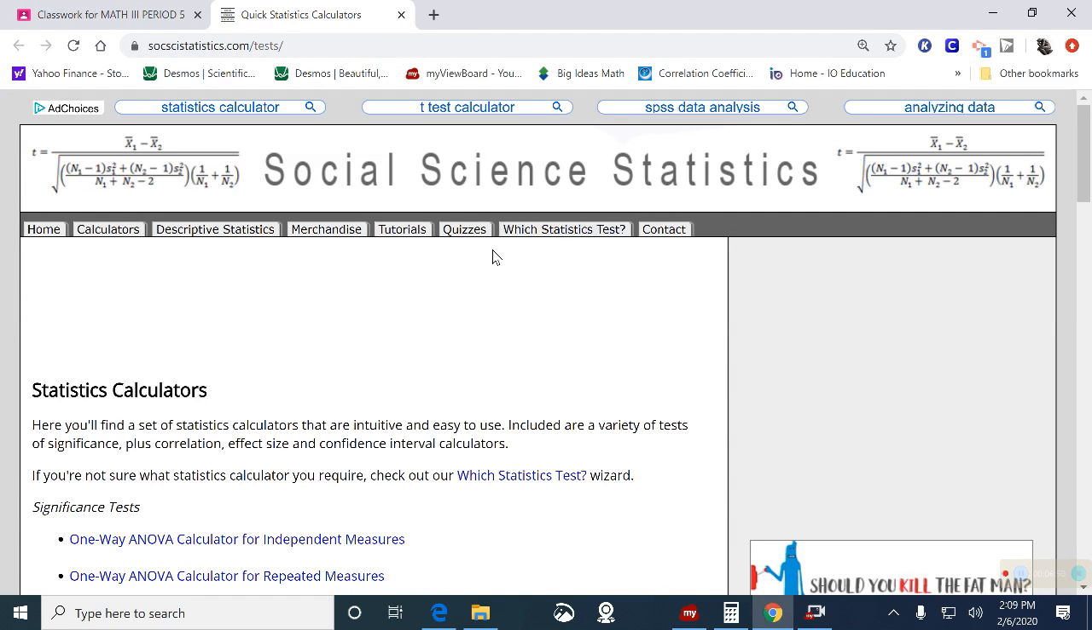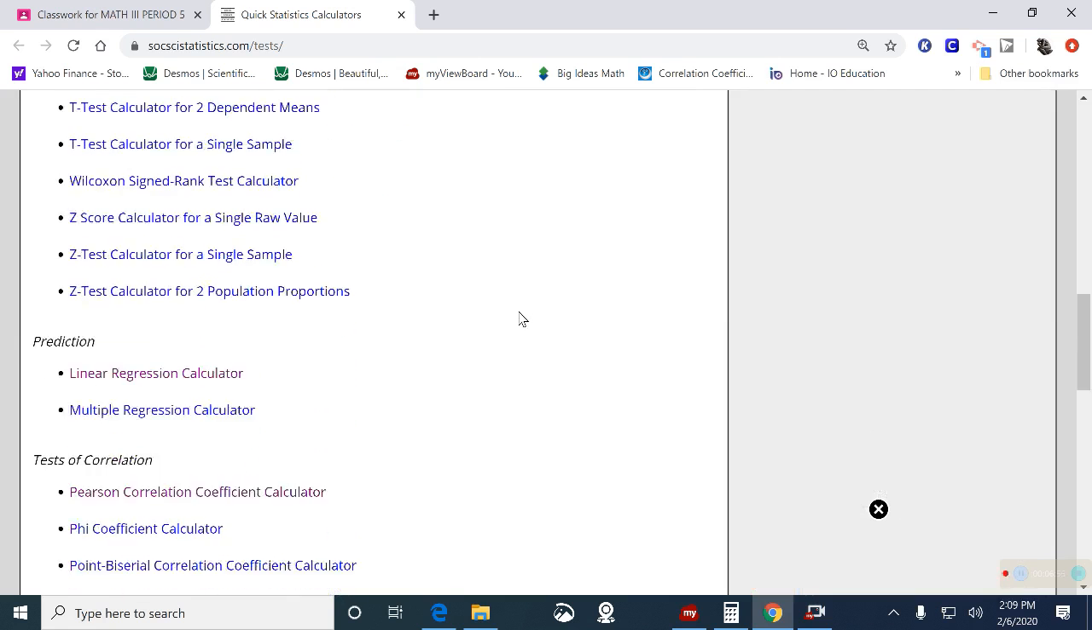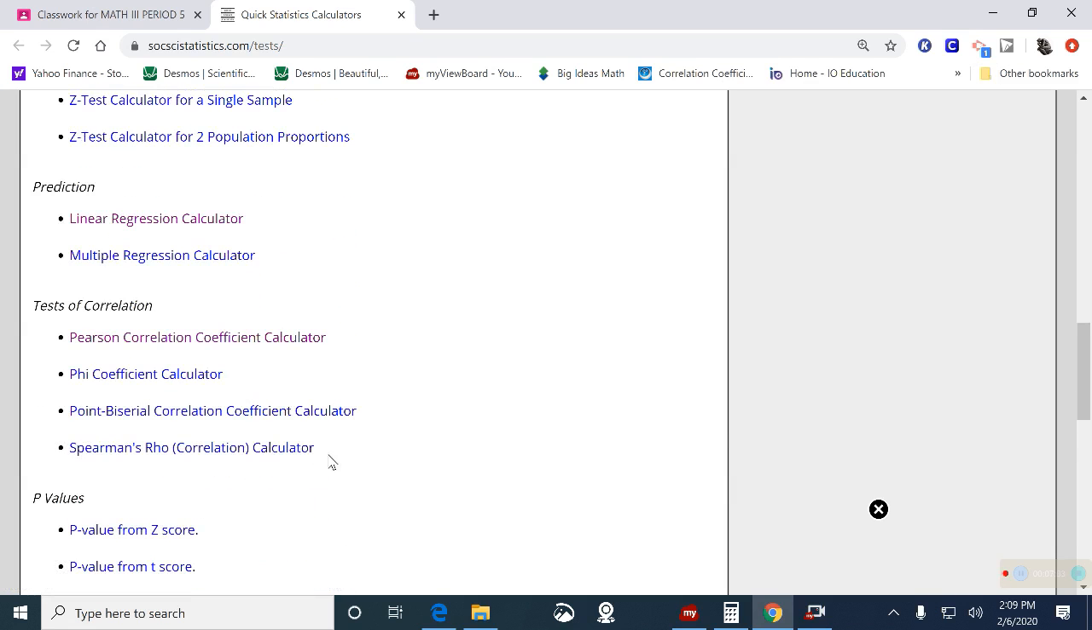Look how easy this is. This is so easy, it's scary. I'm going to scroll down. I'm not going to do the linear regression calculator because I'm not looking for the equation of the line. I want the R value, in other words, the correlation coefficient. Look at it. They call it the Pearson correlation coefficient calculator. Let me click on that puppy.